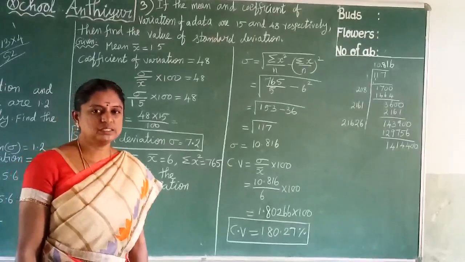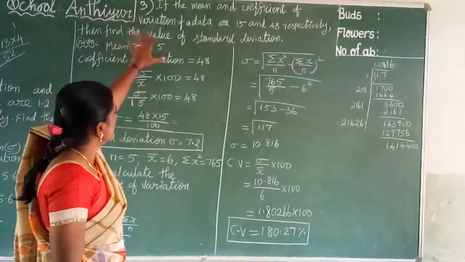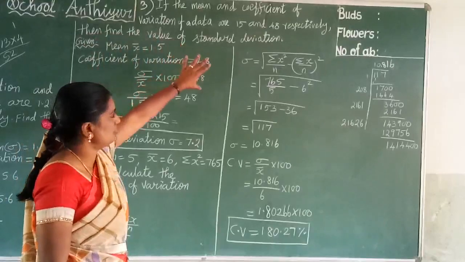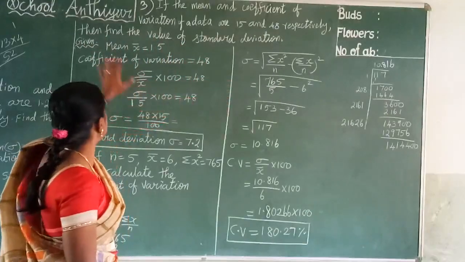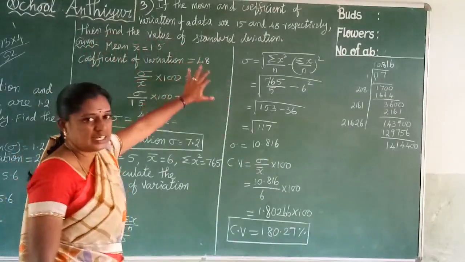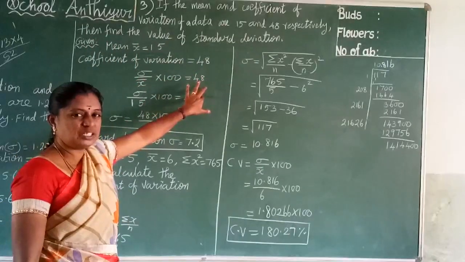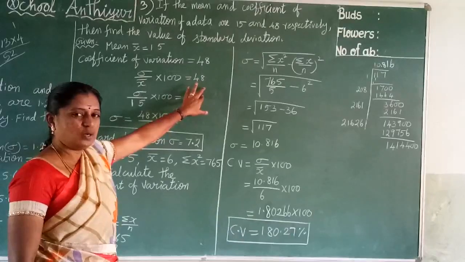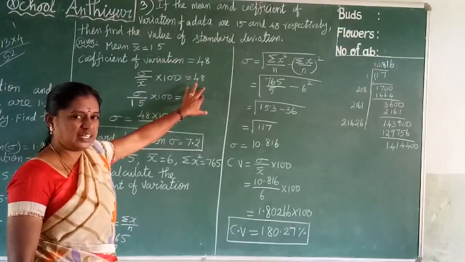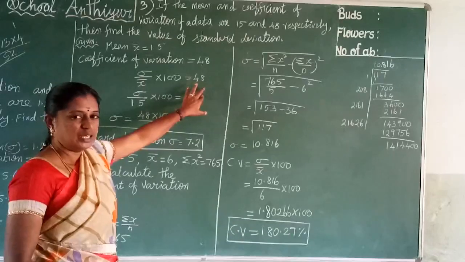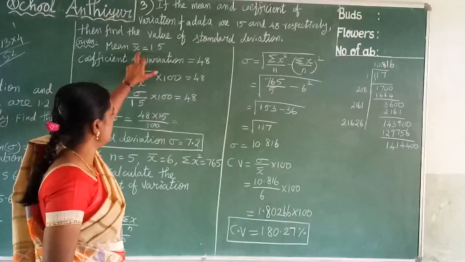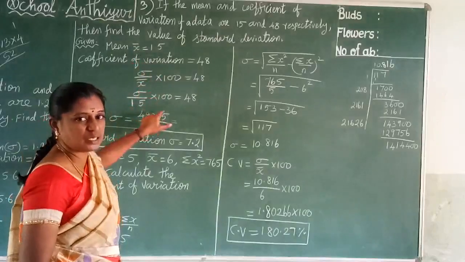Now we discuss the third one. If the mean and coefficient of variation of a data are 15 and 48 respectively, then find the value of the standard deviation. In the first question, standard deviation and mean were given, and we had to find the coefficient of variation. In the second one, coefficient of variation and standard deviation were given, and we had to find the mean. In this question, coefficient of variation and mean are given, and we have to find the standard deviation sigma.